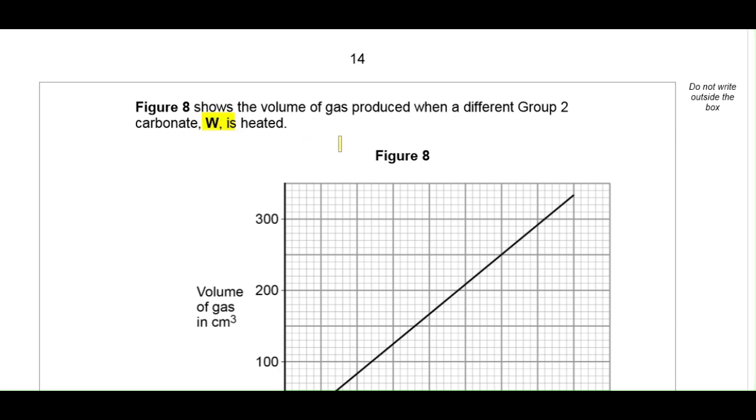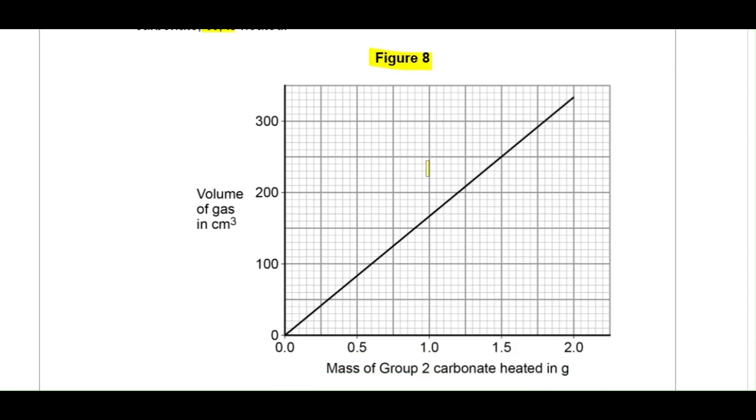heated. And figure 8 is this graph. So we've got the volume of gas on the y-axis and the mass of the group 2 metal carbonate on the x-axis, the mass in grams, the volume in cubic centimetres. 6.3. Calculate the gradient of the line in figure 8 and give the unit. This is a 3-mark question.